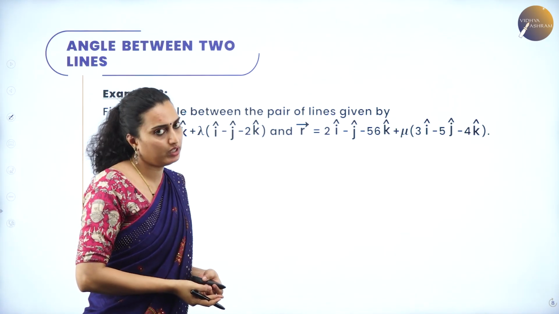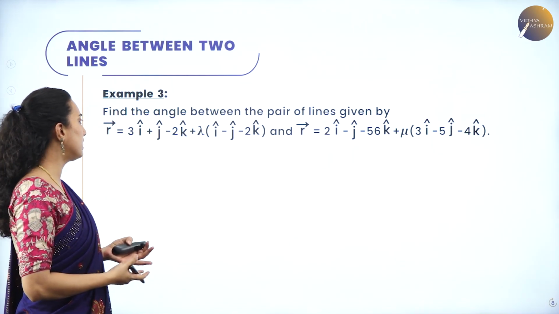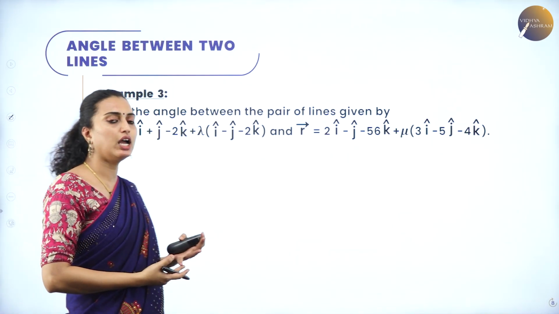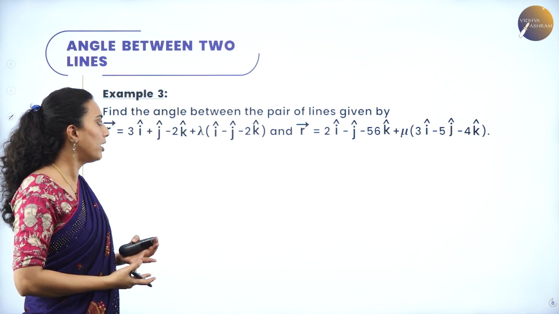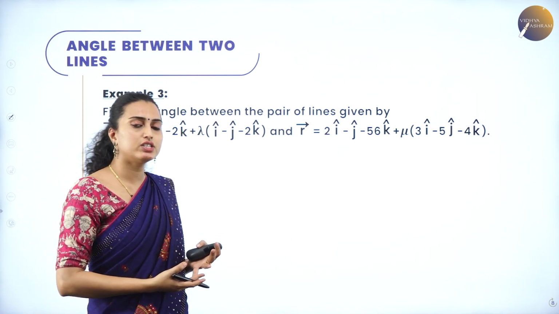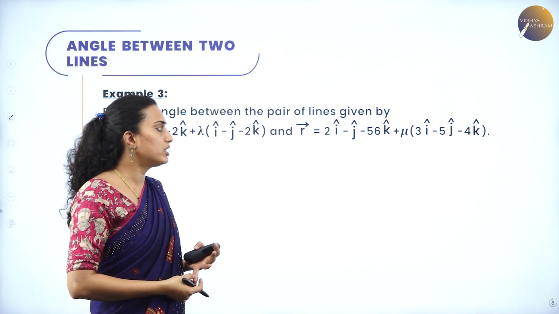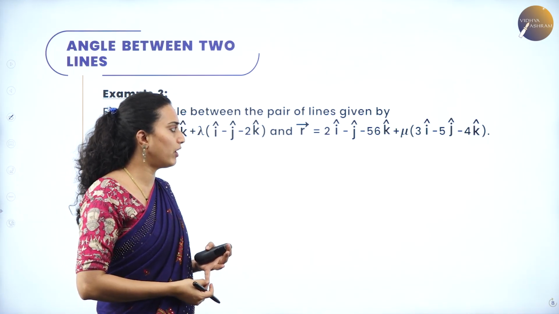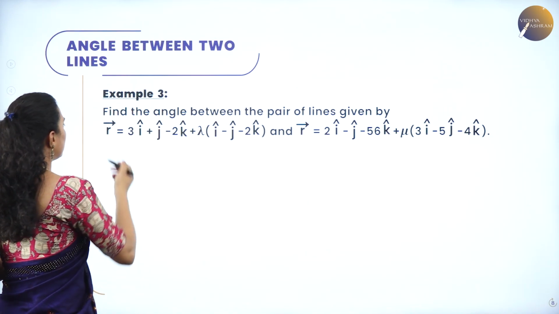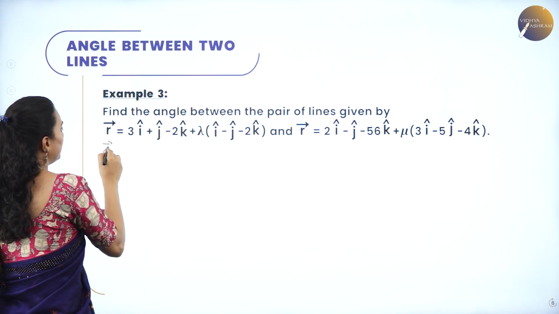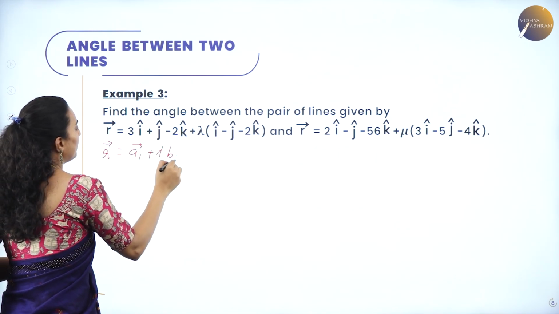Now we'll be moving on to the next problem, dears. What they've asked: find the angle between the pair of lines given by r vector is equal to 3i plus j minus 2k plus lambda into i minus j minus 2k, and r vector is equal to 2i minus j minus 56k plus mu into 3i minus 5j minus 4k. Now here, let me take the first, which is in the form of r vector is equal to a1 vector plus lambda into b1 vector.